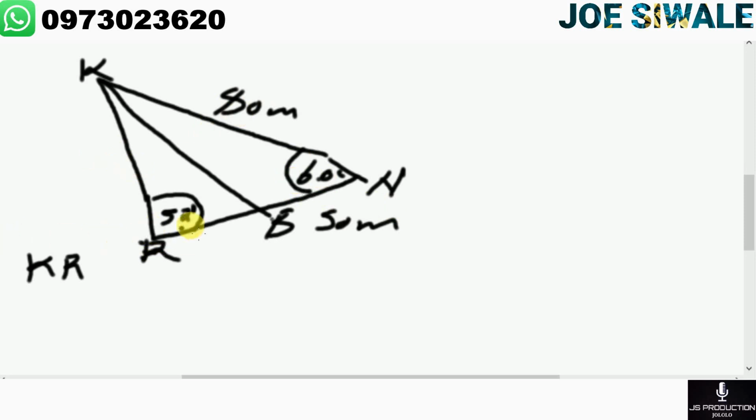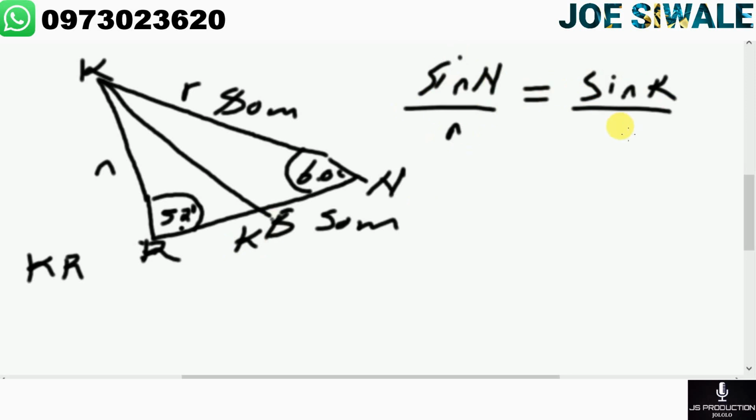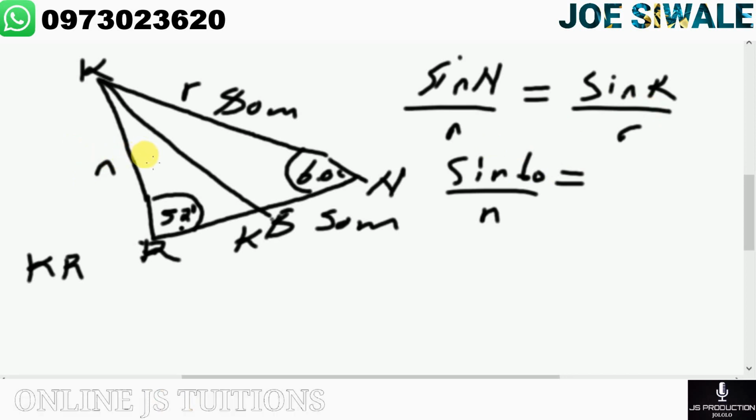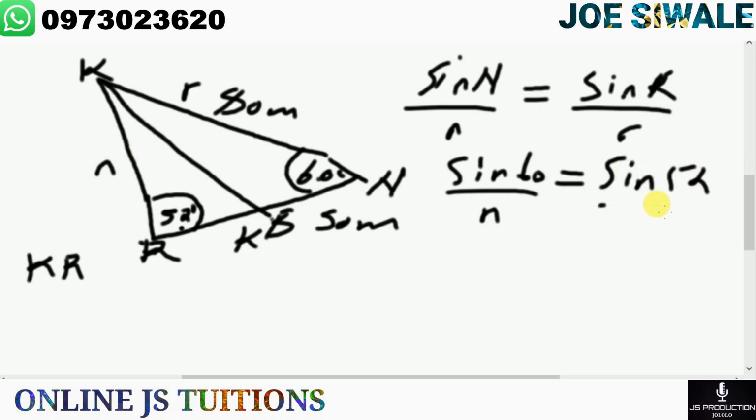So let me just write my opposite lengths. Here is small letter R, then here we know that this is N, small letter N, then here small letter K. So I'm going to say sine N over N is equal to sine R over R. Sine N here is sine 60, divided by N, the length that I'm trying to calculate, which is KR, is equal to sine R over the length which is at R, that is 52. So sine 52 over R, here it's 80.